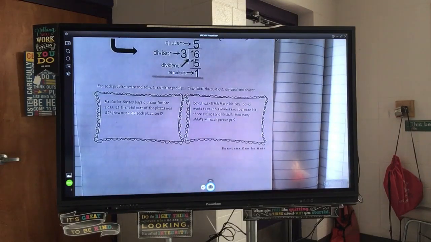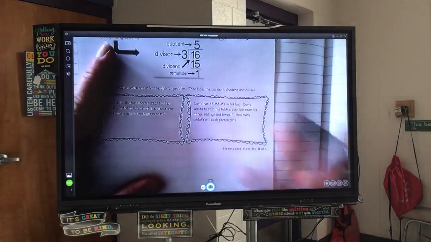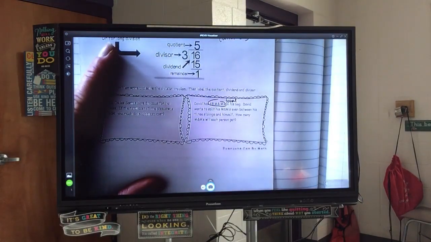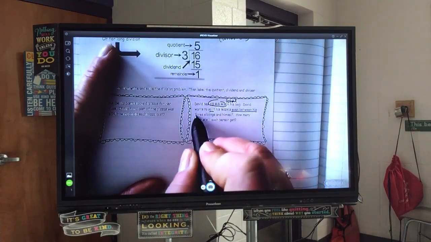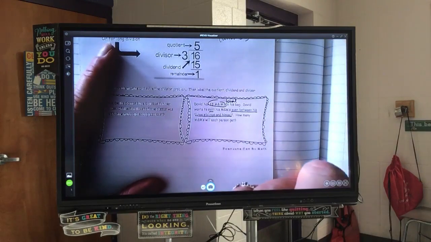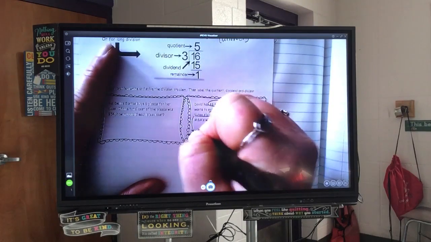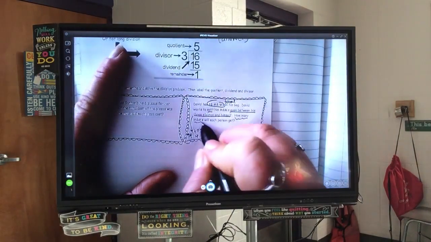Because it is a word problem, we do need to be annotating. Ronnie? 48 M&Ms, because that is our total. What else is important? Delilah, are we splitting by 3 or by 4? By 4. Please make sure you split by 4, which means we're going to divide. And our question is how many M&Ms will each person get?